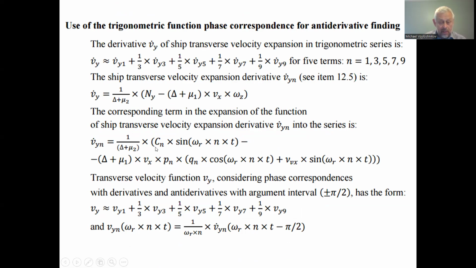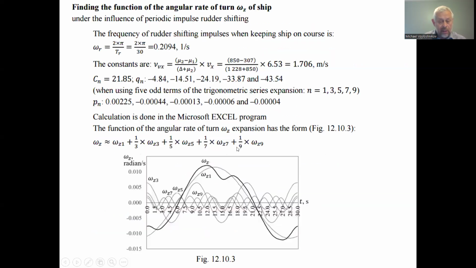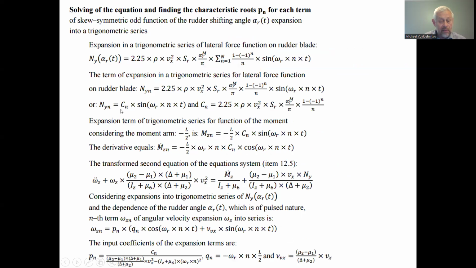This consists of substituting the terms of the expansion of the transverse force. For example, this one. This is a transverse force term of the expansion into the trigonometric Fourier series. We have here this one, the n-th term of the expansion into the trigonometric Fourier series of the transverse force, number n.